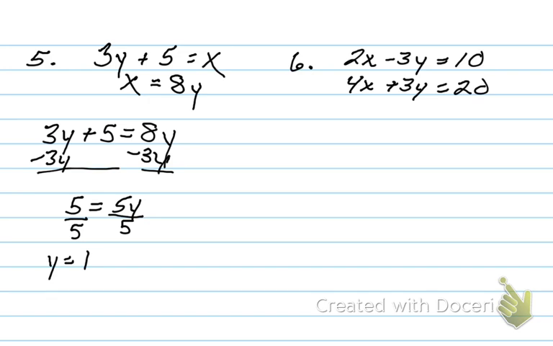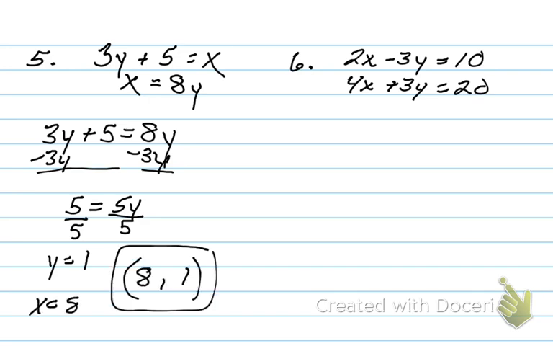It doesn't matter where. Okay, I'm just going to plug it back in here. That's real simple. What's 8 times 1? 8. So what does x equal? 8. Now put it into an ordered pair and you're done. 8, 1. Who got 8, 1? Raise your hand if you got 8, 1. All right, great.